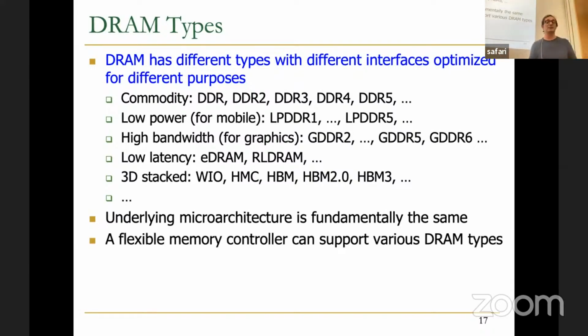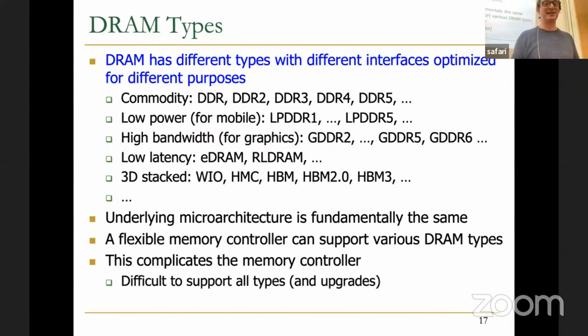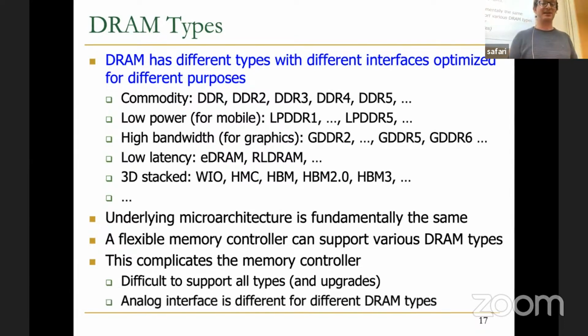So ideally, you'd like to design a flexible memory controller that can support various DRAM types. But this is very tough, as we have discussed in an earlier lecture, right? First of all, this complicates the memory controller in many ways because you need to support multiple types. It is difficult to support all types because they all have different characteristics, different latency characteristics, different refresh characteristics, different number of banks, different widths, etc. And then maybe you want to upgrade. Maybe that's difficult to do.